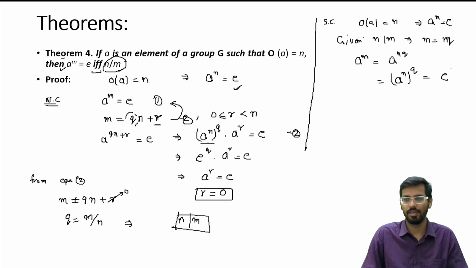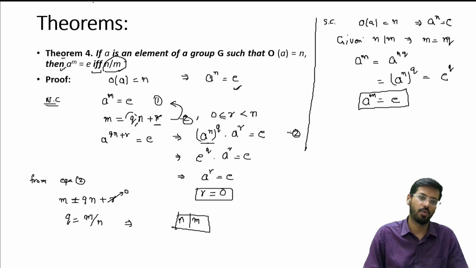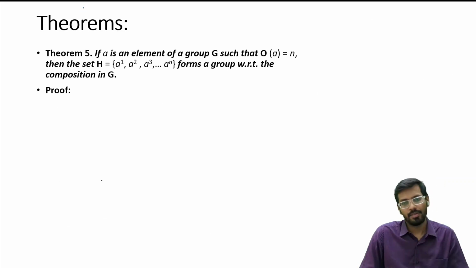So e raised to power cube, that is equal to identity element. So a raised to power n is identity element. So hence true. We have proved both parts.